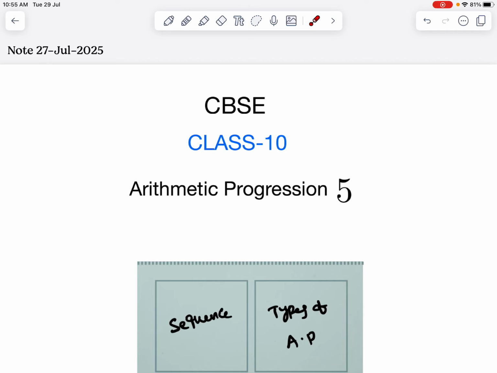Hi students, today we are discussing the CBSE Class 10th topic Arithmetic Progression, chapter number 5. In this topic, we will get 4 to 6 marks. Okay, it's a very simple topic.